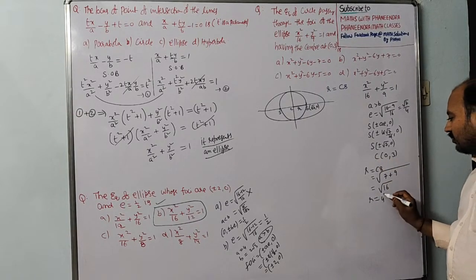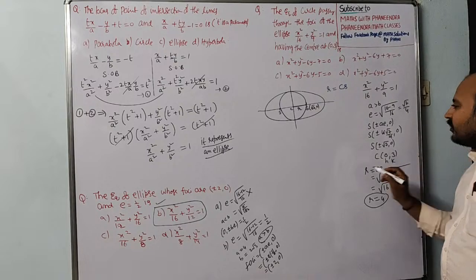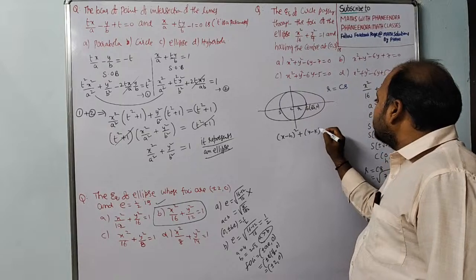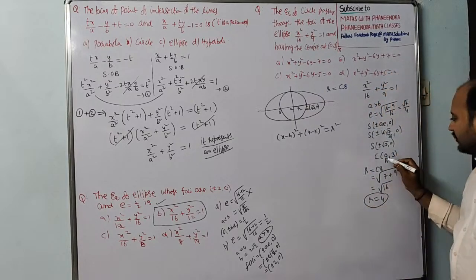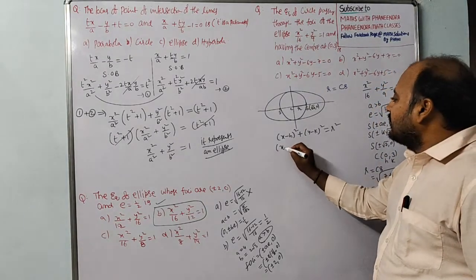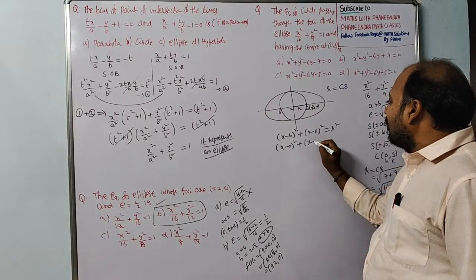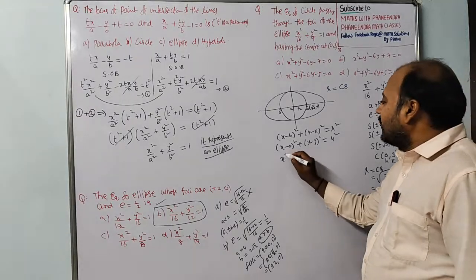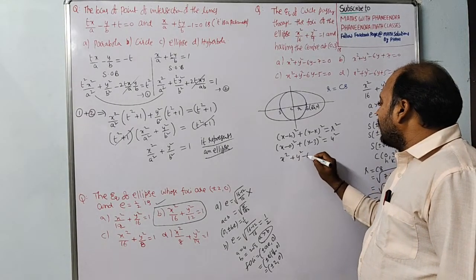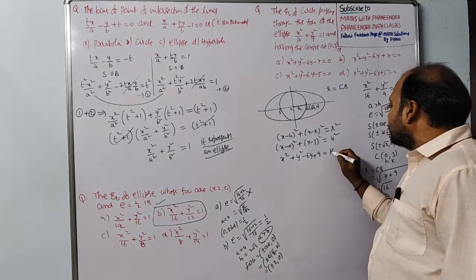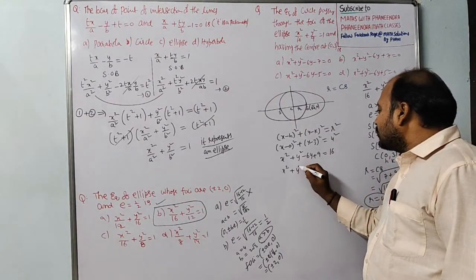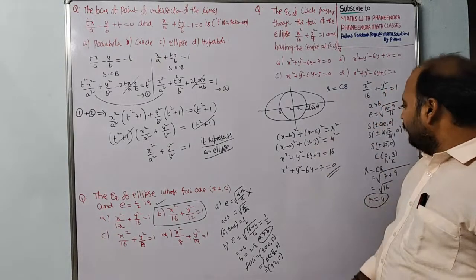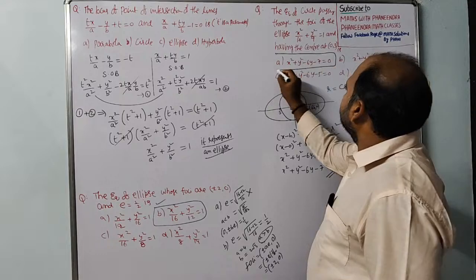r value 4, center h comma k. You know the equation of circle, x minus h whole square plus y minus k whole square equal to r square. h value 0, k value 3. x minus 0 whole square plus y minus 3 whole square equal to r square, value is 4 square. So now x square plus y square minus 6y plus 9 equal to 16. So x square plus y square minus 6y minus 7 equal to 0. It is there in the first option, dear students.